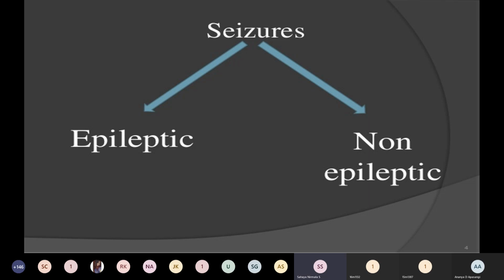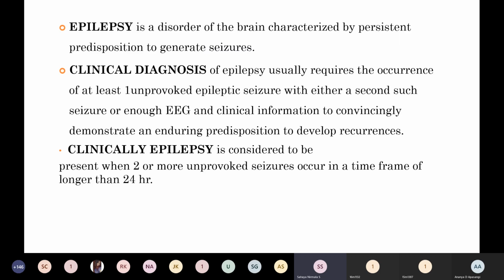So when we look at all these causes, you would have noted there are some causes which will persist, so that the child is definitely prone to throw seizures again and again. Whereas some are because of a transient problem like acid-base imbalance or dyselectrolytemia. So you have to differentiate whether it is an epileptic type of seizure or a non-epileptic type of seizure. As we already said, for epilepsy, there should be a persistent predisposition to generate seizure. Then we will think of epilepsy.